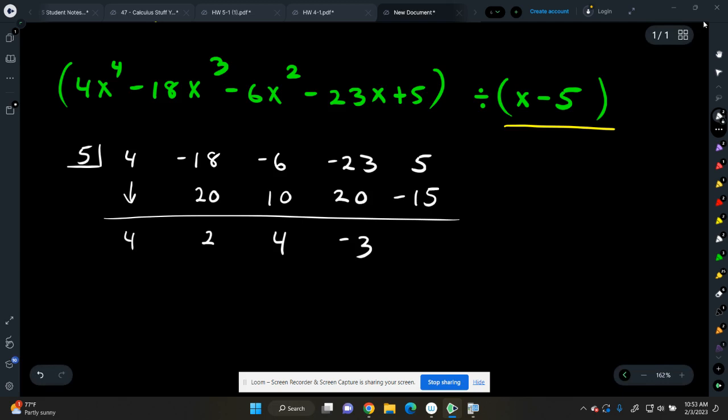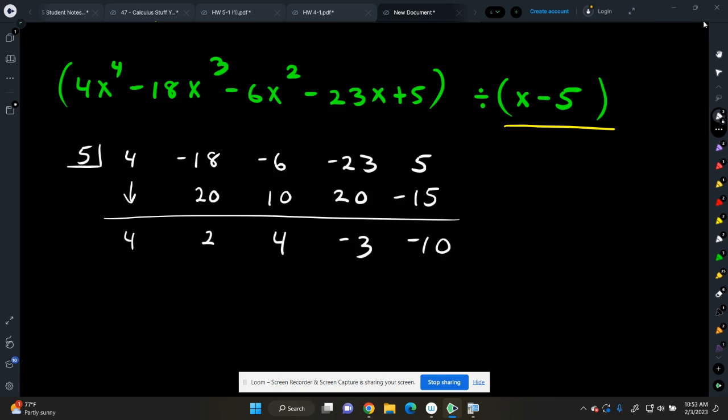Good. -15. I'm just confused how you got the 20. Which 20? This one right here? 5 times 4. 5 times 4. Okay. And we're going to add them, and we get -10.